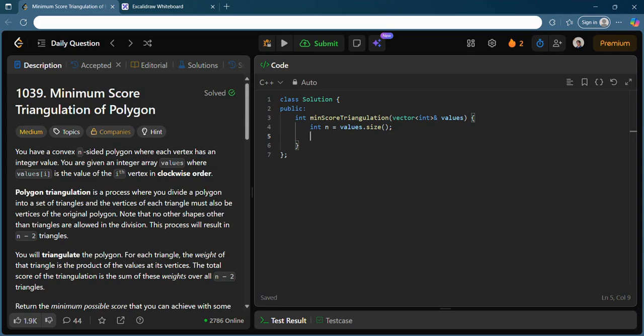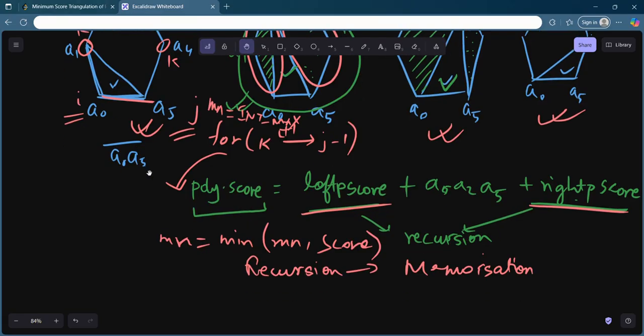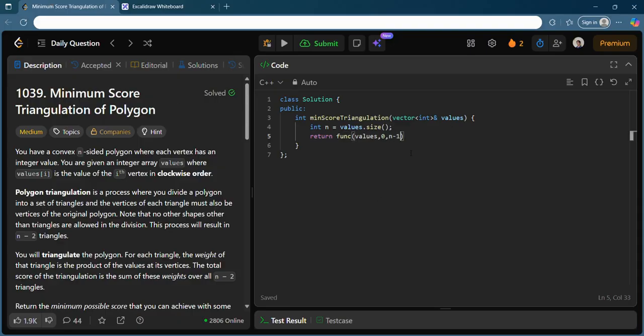So you have n equals value dot size. What you can do is call a helper function, let's say func, and pass these values. I am starting with the base case, which is a0 to a5, right? So this is the index number 0 and the last index, which is nothing but n minus 1. Since this value never changes, as I already told you, you can use a constant int to improve your time complexity by a very slight amount.